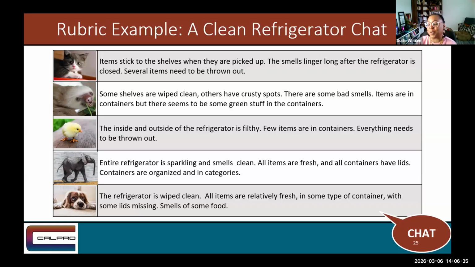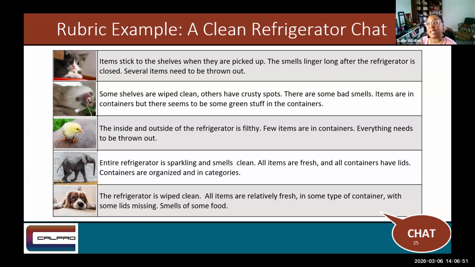Eileen said a kitten's a 0. She said, that kitten is nasty. There's 0 on the rubric. Isabel said 0 to 1. Okay, let's go down to the sloth. Let's see how the sloth is doing. Y'all judge the kitten really harshly. Let's look at the sloth.